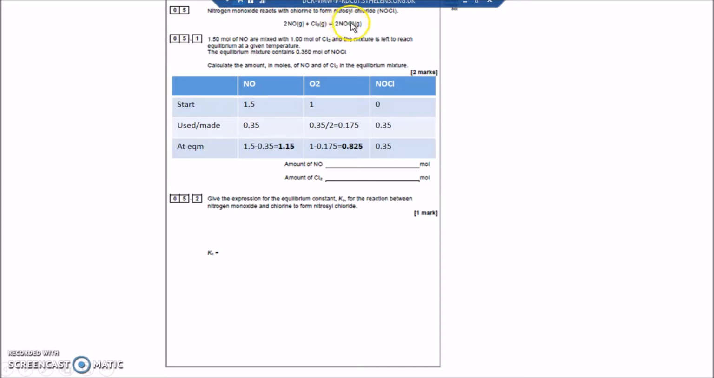So it's NOCl on the right hand side, the concentration of it, raised to the power 2, that's the number of moles in front, divided by concentrations of the chemicals on the left, the reactants, NO to the power 2, that's the number in front, Cl2 to the power 1, so you can leave that off, and the square brackets for concentrations.